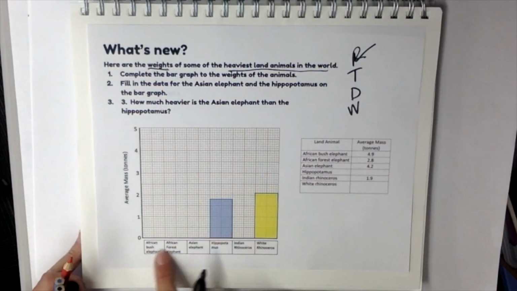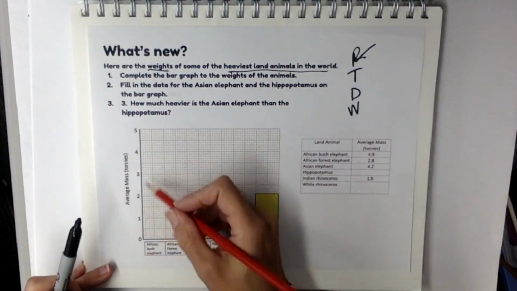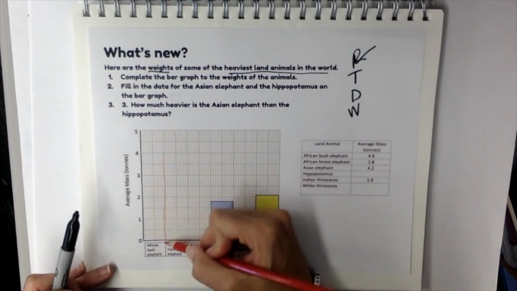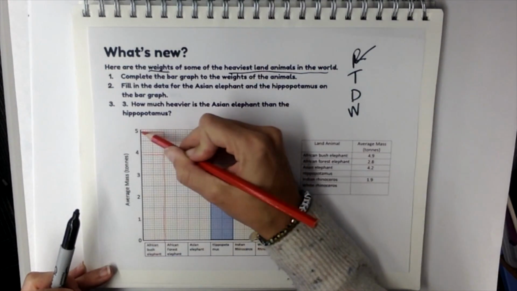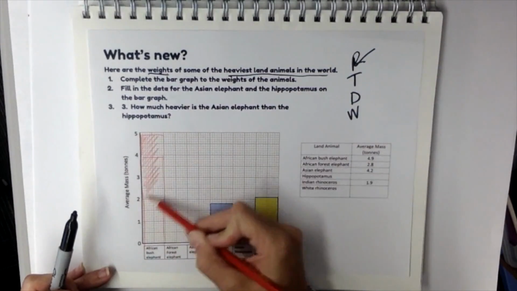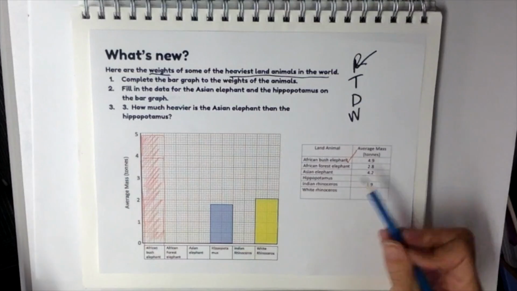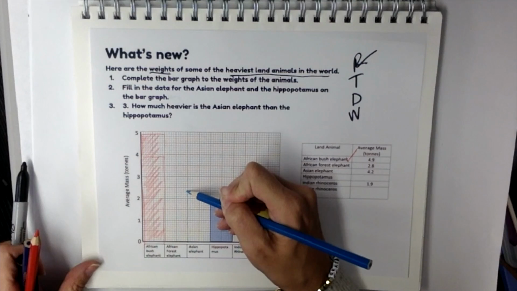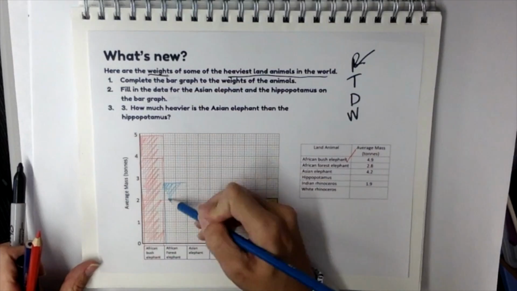So we need to start from here and move over. We have African bush elephant, 4.9. So just right there below 4.9. Oh, 4.9, whoops. So that'd be almost a 5. There we go. And we can shade that quickly. Okay, let's check that one off. I'm going to use my next color. African forest elephant, 2.8. So we're going to go up 1, 2, and almost to 3, because 2.8 rounds to 3.